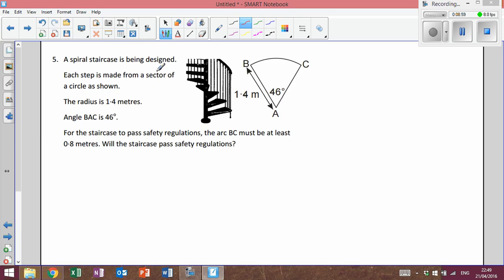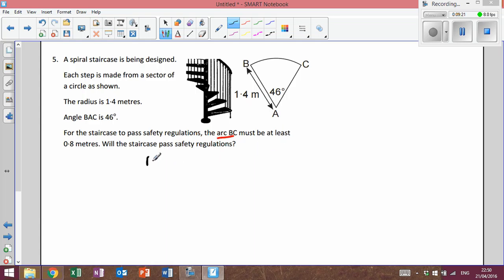A spiral staircase has been designed. We've got a sector of a circle, radius 1.4, angle 46. For the stairs to pass safety regulations, the arc must be at least 0.8. Will the staircase pass safety regulations? So we need to know what the arc length is, and then we need to compare it to 0.8.